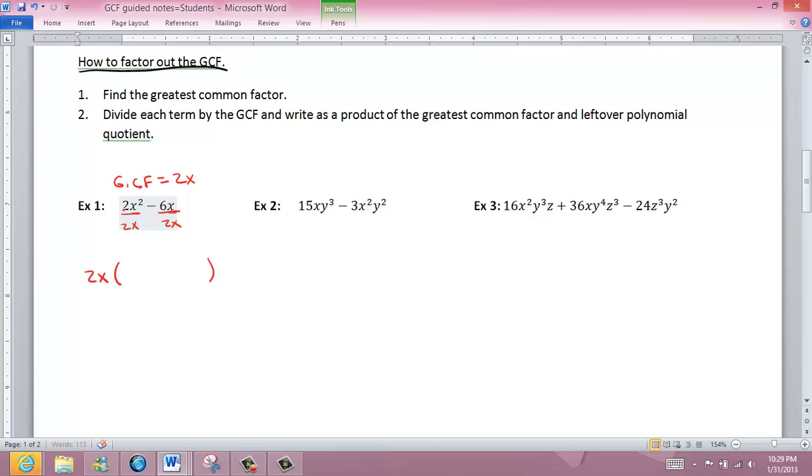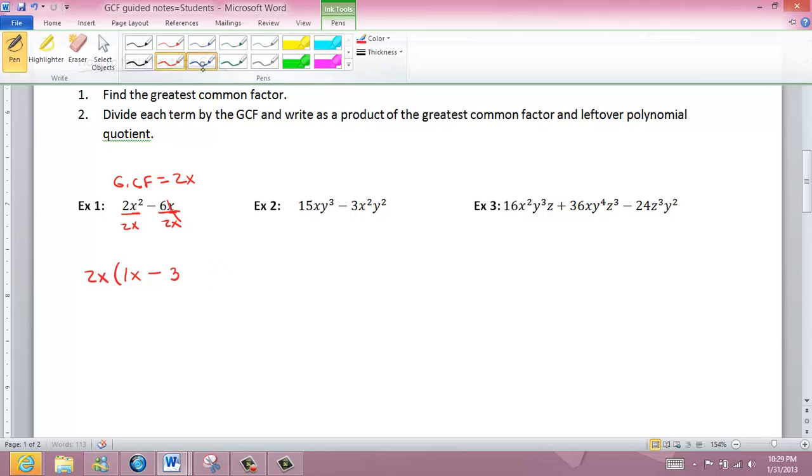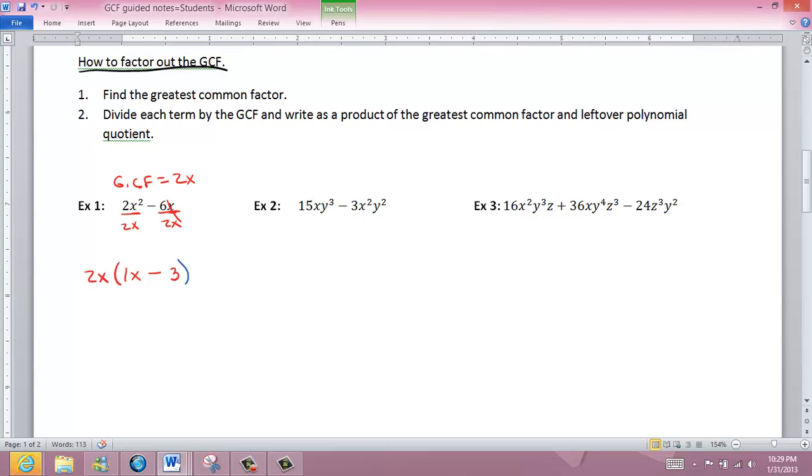If I go to simplify this expression, 2 divided by 2 is 1. Do you have to put the 1? No. X to the second divided by x. If I have 2 x's on top, 1 on bottom, where do I have more? Up top. And by how many? 1. Okay. Minus, what's 6 divided by 2? 3. And if you notice, both x's cancel. And my final factored form is going to be the monomial 2x times the binomial x minus 3. Hopefully that wasn't too bad.